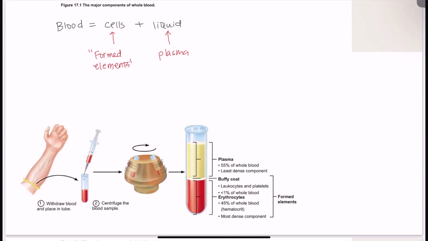So when we're looking at this little picture here, the first thing that we can see, the top layer, is this yellow stuff called plasma. That's the liquid part of the blood. And notice how much of it there is. It's over half of the contents of blood. And then the bottom two layers, this white layer and this red layer here, those are the formed elements. The biggest one is called red blood cells or erythrocytes, RBCs.